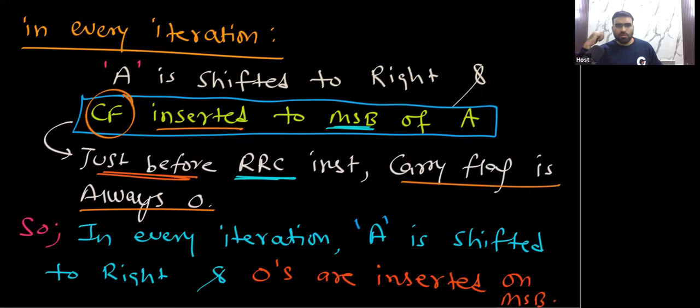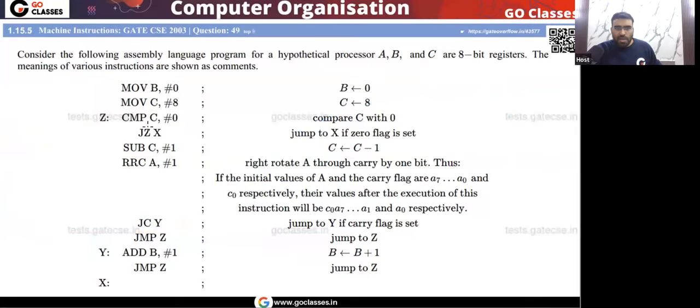Please tell me, understood? So finally, at the end A will be 0. At the end, what will happen? A will be 0, and that is another question in the same year.